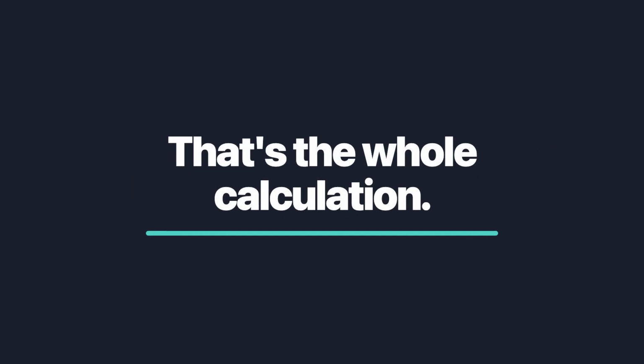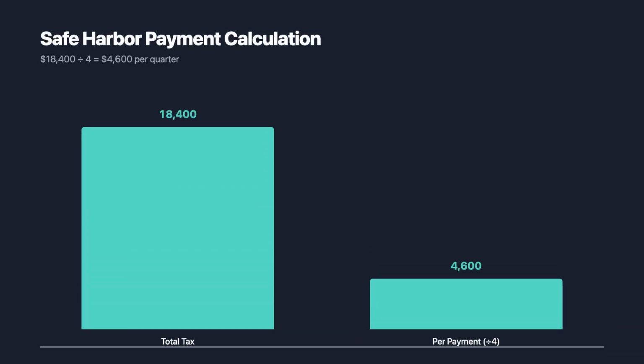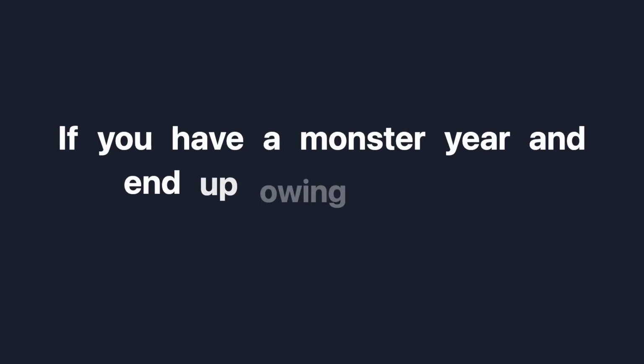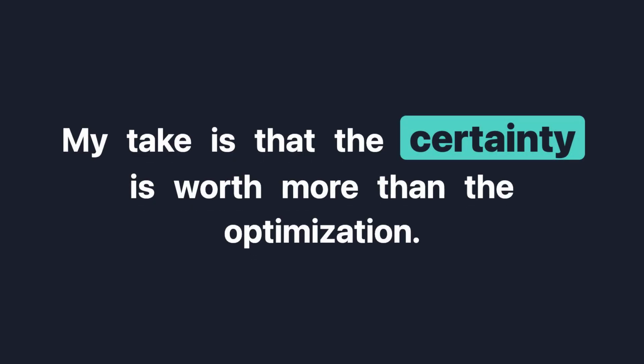That's the whole calculation. Say your total tax last year was $18,400 and your AGI was $110,000. Divide $18,400 by 4, and you're sending $4,600 per payment. If you have a monster year and end up owing $31,000, you'll write a check in April for the difference, but you won't owe a penalty because you hit the harbor. My take is that the certainty is worth more than the optimization.